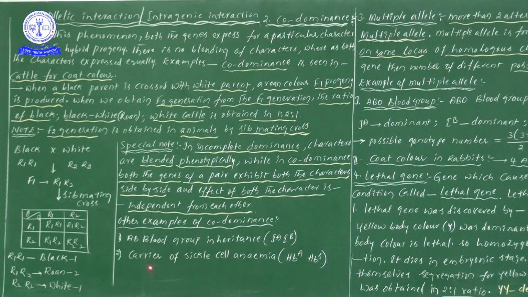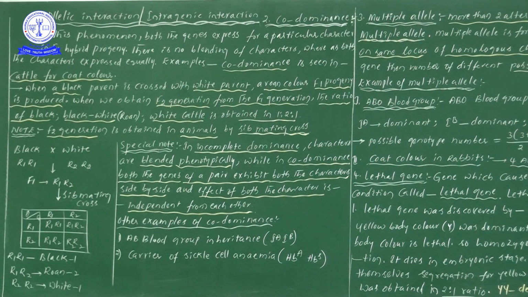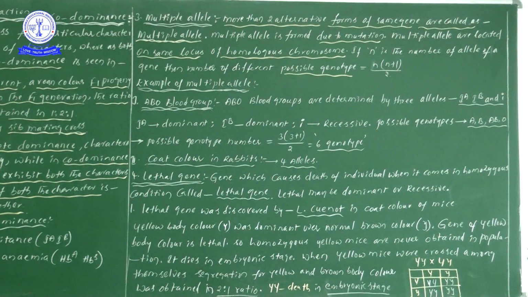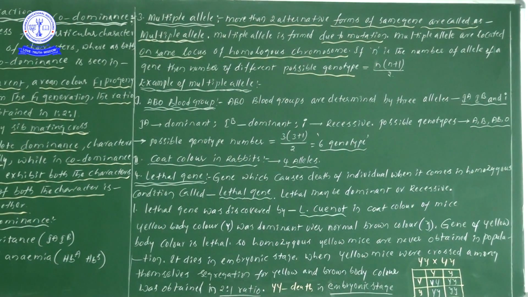One more example is the carrier of sickle cell anemia, with HbA and HbS. This example can also be taken under codominance. Next, another small concept, the third one under allelic interaction.